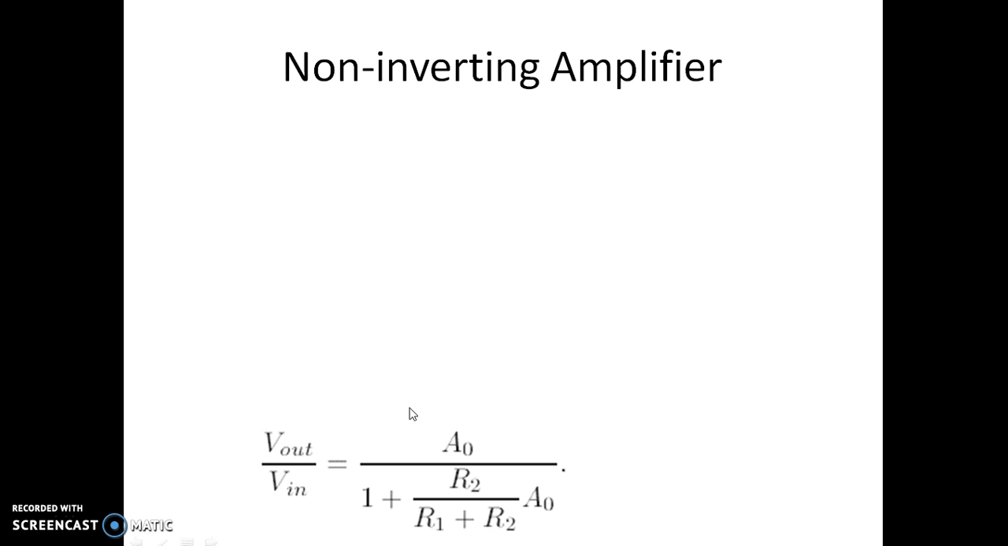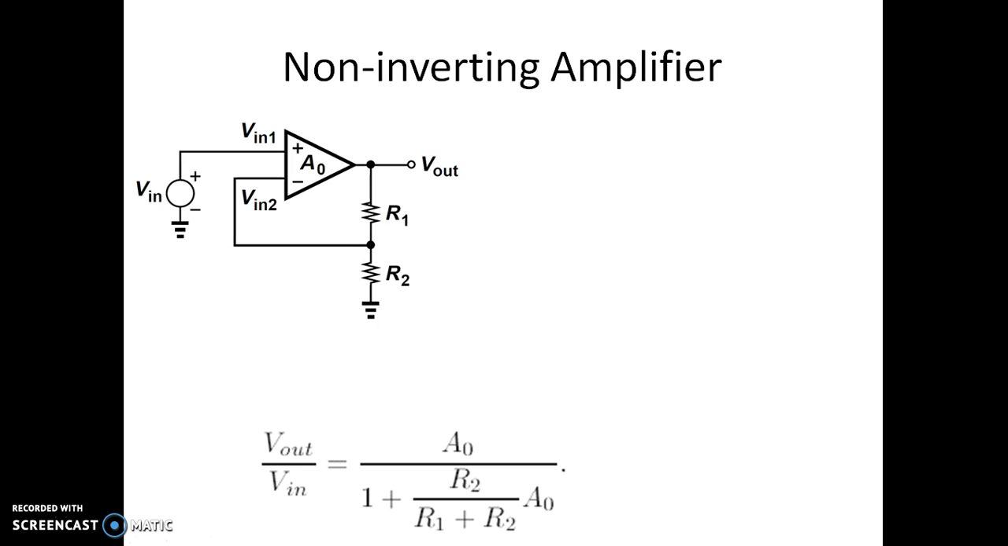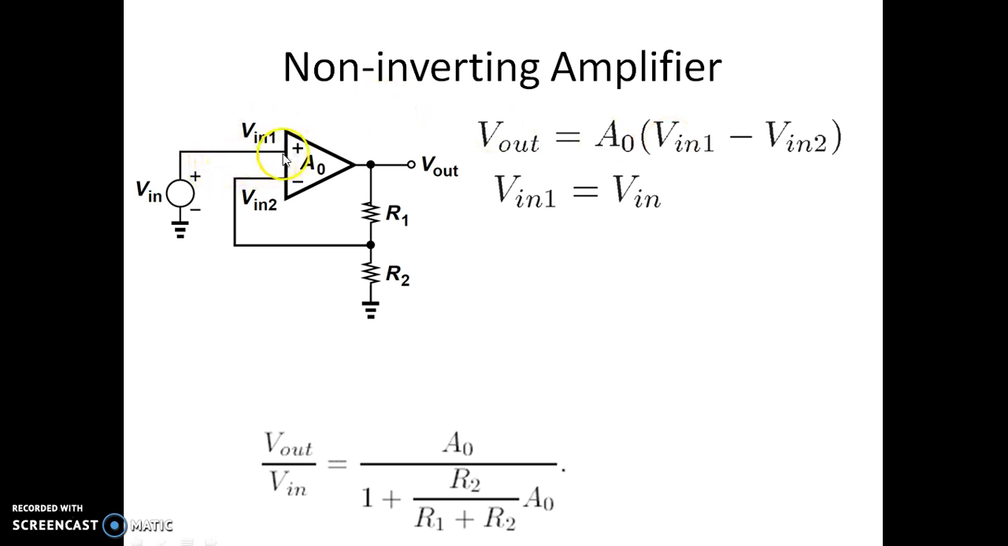So let us consider the same non-inverting amplifier. So this is the case. We have the output expression given by Vout is equal to A0 into V in 1 minus V in 2. This V in 1 is equal to V in, the voltage at this point is equal to V in. V in 2 is nothing but R2 divided by R1 plus R2 into V out.